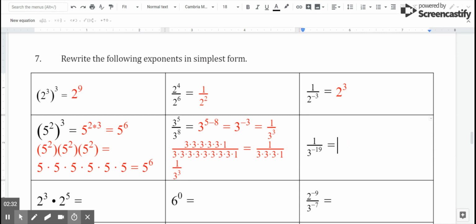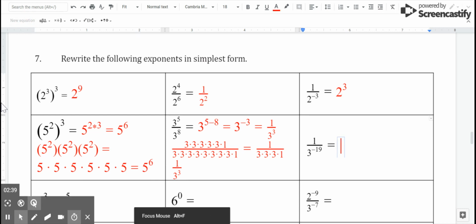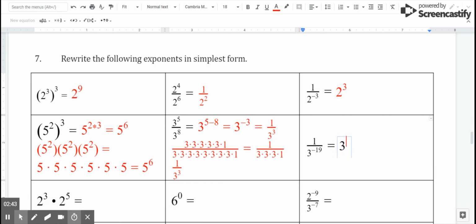For 1 over 3 to the negative 19th power, what I'm doing is just taking that negative power and making it positive by switching it from the denominator to the numerator. As a reminder, anytime I have a base raised to a negative power, if it's in the numerator, I switch it to the denominator and make the power positive. And the reverse is also true. If my negative power starts out in the denominator, in order to make it positive, I just move it to the numerator and write it with a positive power.